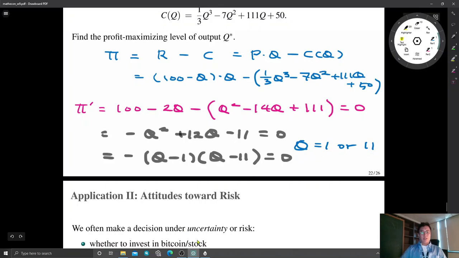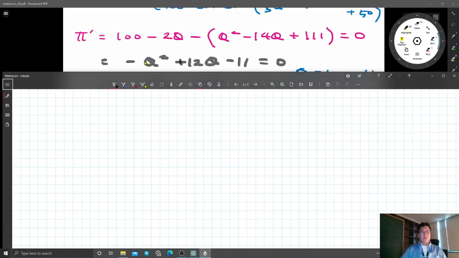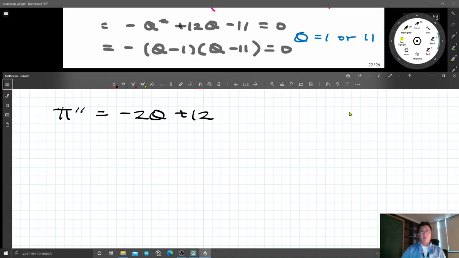But now let me use the second derivative test. Because this is the first derivative, if I take the derivative one more time, I obtain pi double prime, that is minus 2q plus 12. Our candidates were 1 and 11, the two critical points. At 1, if I substitute 1 for q, pi double prime is positive.